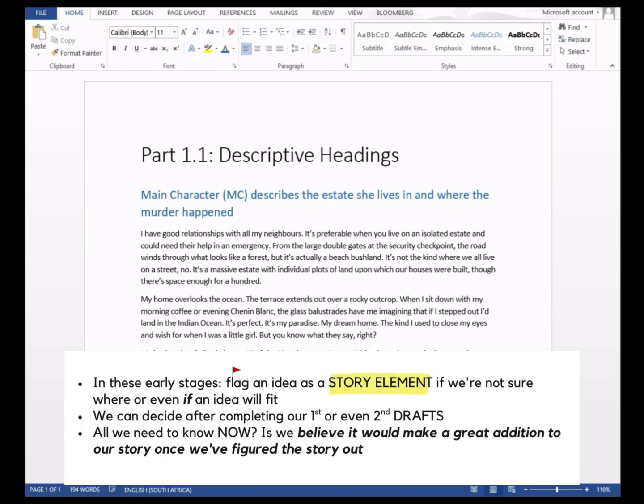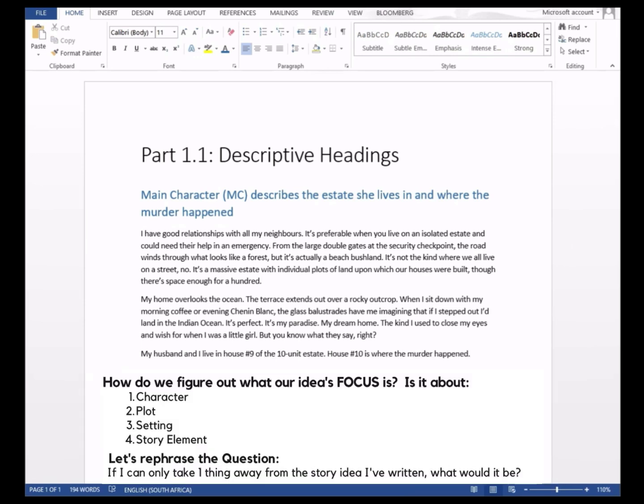In the early stages, when we're only coming up with ideas, we'll flag an idea as a story element if we're not sure where or even if it will fit, and decide later on when we know the full picture. All we need to know now is that we believe it would make a great addition to our story. How then do we figure out what our idea's focus is? Let's rephrase the question.